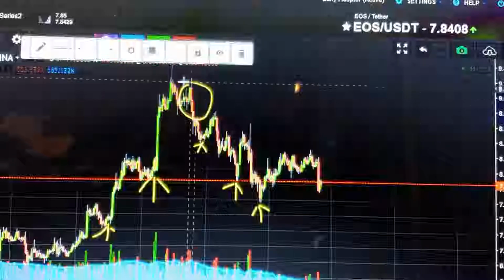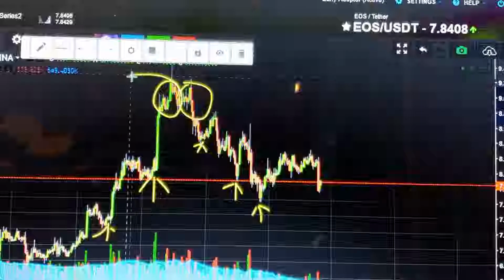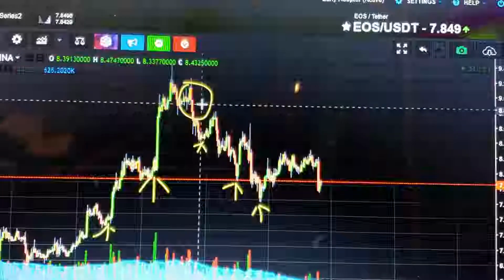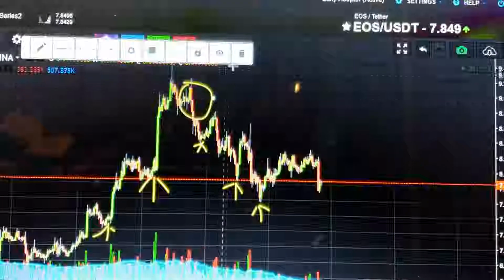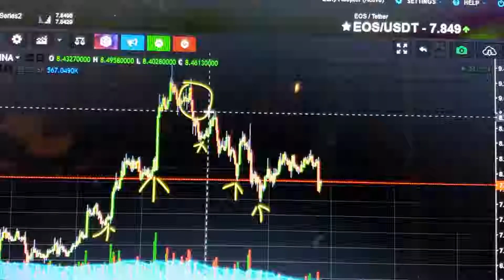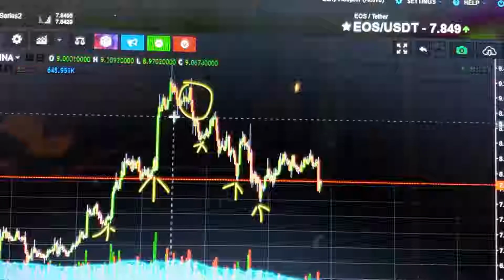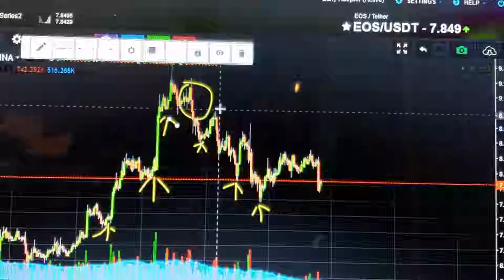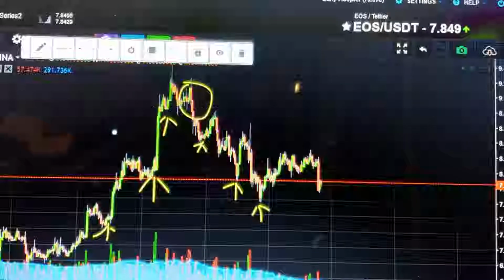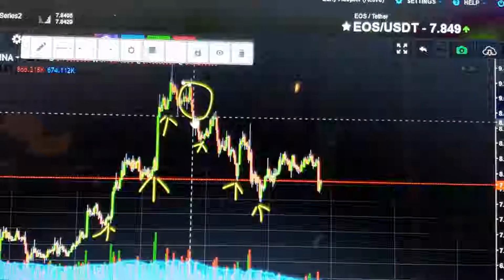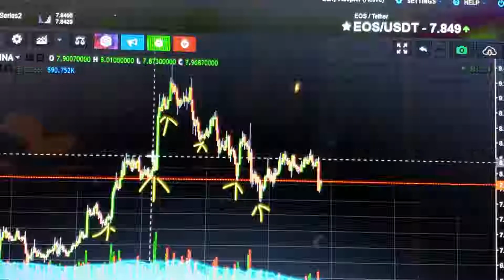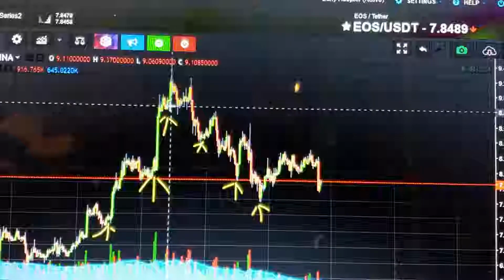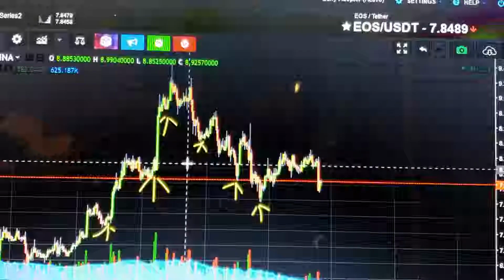Now this here is not a push. This here is really not a push. Actually, that one could be. This one here is not. So that was a little push right there. So we can get rid of this one. Okay, there we go. Okay, so any place where you get some nice big green candles. Okay.